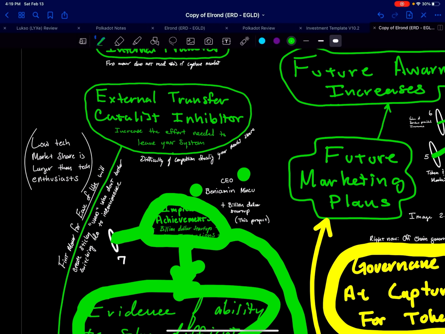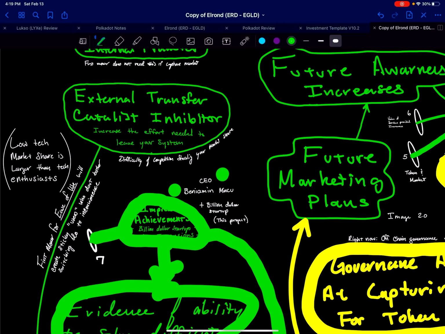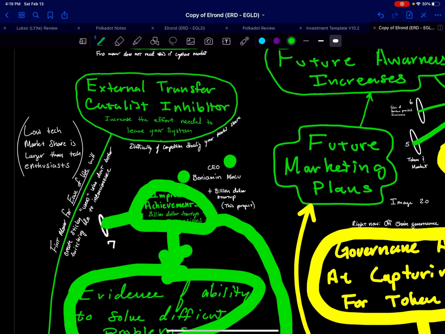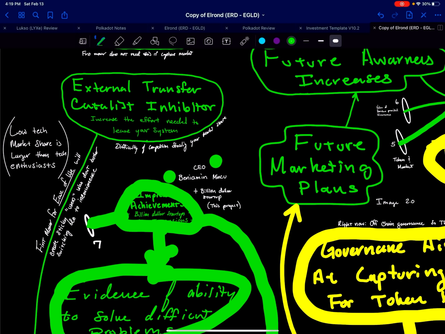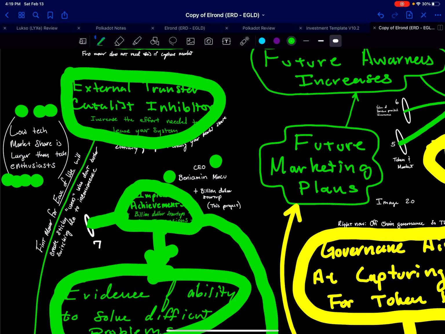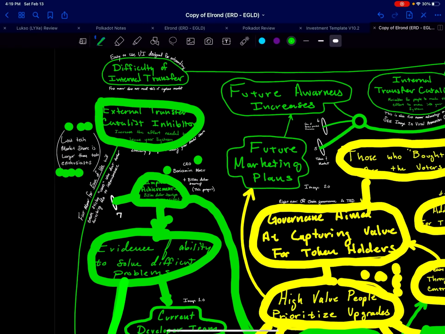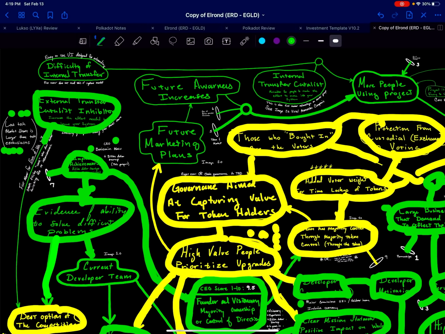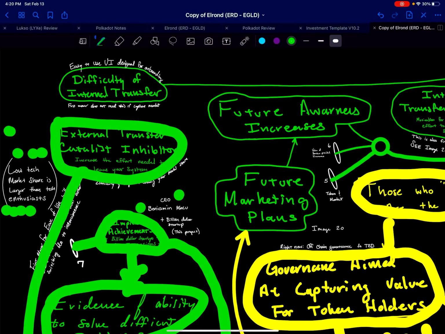Okay, so external catalyst inhibitor. What this is, like, how hard will it be for people to leave your system? Well, one of the targets that they're going for is low tech market share. That is people who aren't like the tech enthusiasts that currently make up blockchain. Those types of people will be happy once they get established into an ecosystem that fills their needs, and they won't be looking to change all the time. So if they capture that market share, it will have a sticky market effect. And there's a lot more of these low tech people than there are tech people, so this is the potential to grow the crypto space substantially.